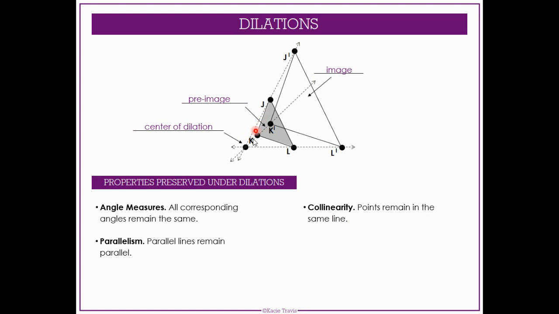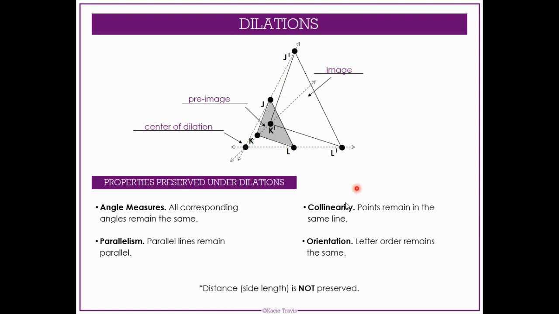So the same way this is JK, this is also going to be J prime, K prime. The letters that indicate our different corners, or vertices, are going to stay in the same place. Next, our orientation. The letter order remains the same. So if we have J, K, L, we have J prime, K prime, L prime.